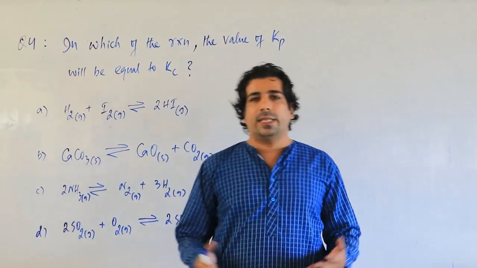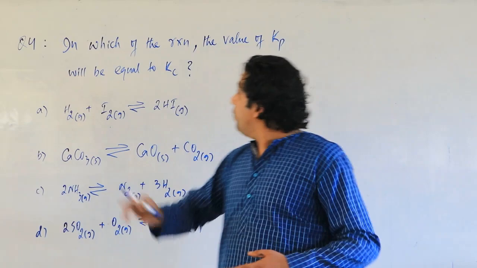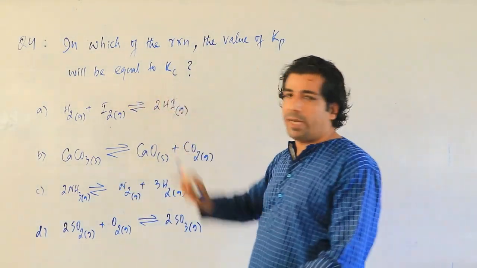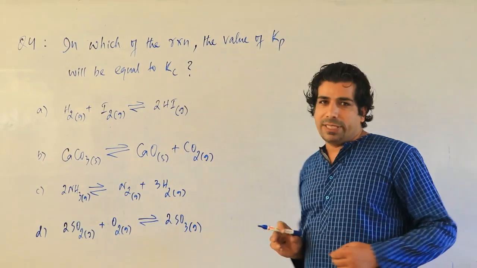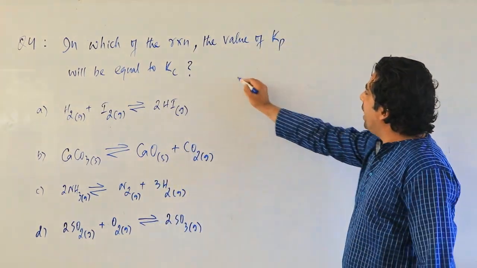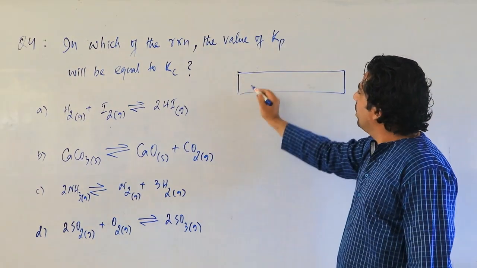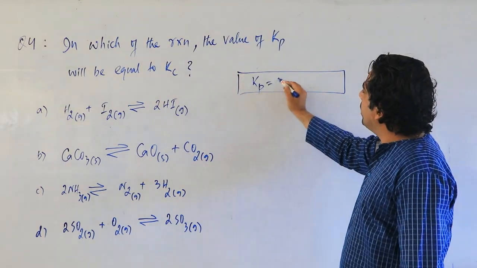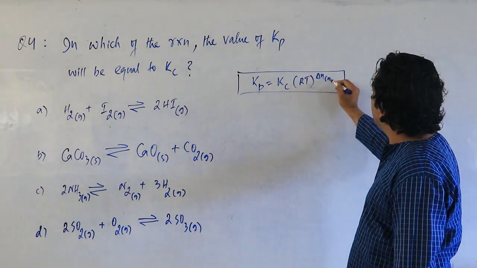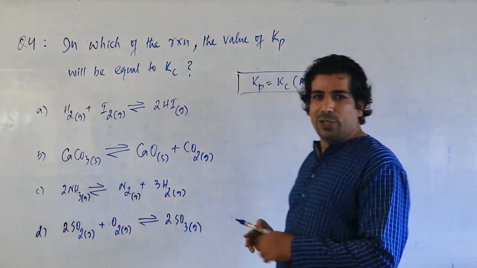Dear friends, let's do question number 4. In which of the following reactions will the value of Kp be equal to Kc, my dear friends? We have derived one equation in the previous class. What was that, my dear friends? That equation was Kp is equal to Kc (RT) to the power delta n, and that delta n is gaseous. Correct? So we have done it.